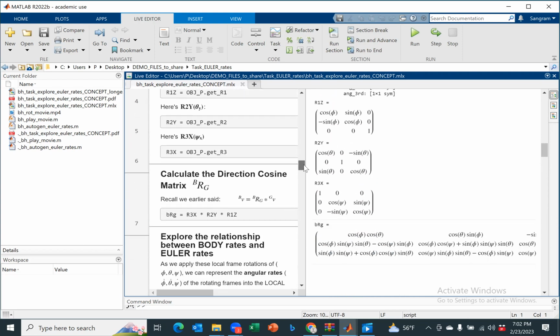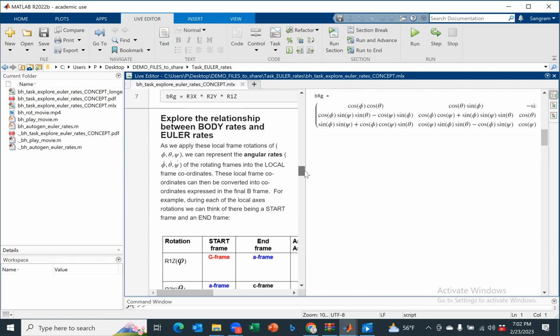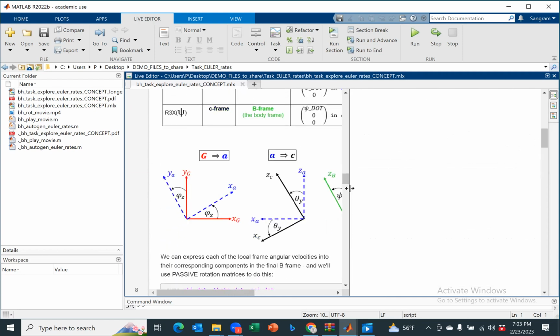Then you go down, and you have this direction cosine, and this is the relationship between the body rates and Euler rates. Please understand, Euler rates are inertial rates. They are defined with respect to the fixed inertial frame, and body rates are the rates in the body coordinates. We can't measure inertial rates. The IMU and the gyro on the flight vehicle will measure the quantities in the body frame.